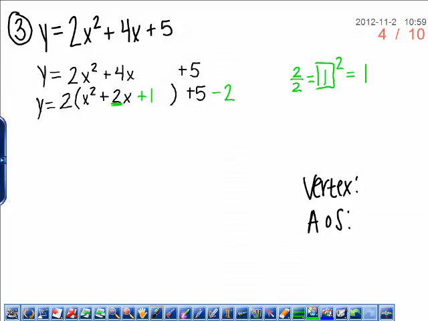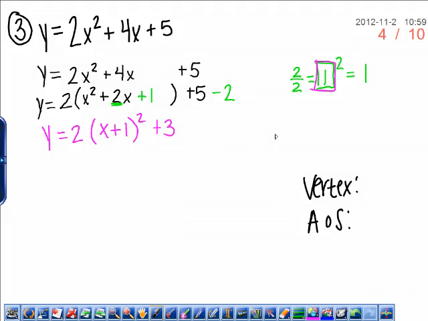Okay, cool. So this 2 stays out here, so I have y equals 2 times. What's my binomial going to be? X plus 1 squared. Where'd this plus 1 come from? The box. Okay. And then 5 minus 2? Plus 3.